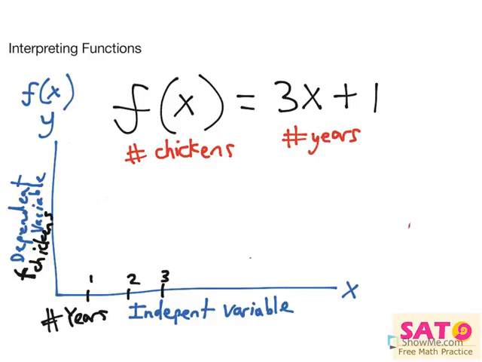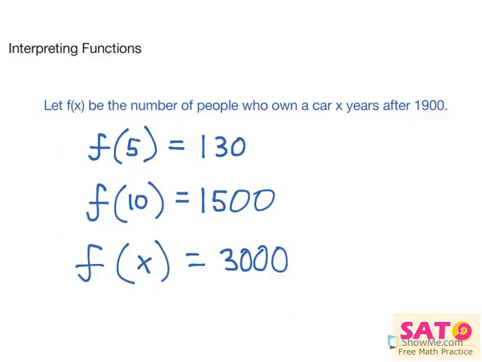Alright, now let's move to a different problem and see how you can figure it out. Let's look at this problem here. Let f of x be the number of people who own a car x years after the year 1900. x and f of x. Alright, so we have f of 5 equals 130. That's our first problem here. Let's go back to the prompt again. f of x is the number of people who own a car x years after 1900.